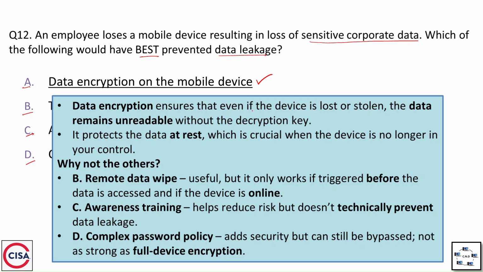So data encryption ensures that even if the device is lost or stolen, the data remains unreadable without the decryption key. It protects the data at rest, which is crucial when the device is no longer in your control. Why not the other options? Option B, remote data wipe, is useful, but it only works if triggered before the data is accessed and if the device is online. Option C, awareness training, helps reduce risk but does not technically prevent data leakage. And option D, complex password policy, adds security but can still be bypassed, not as strong as full device encryption.